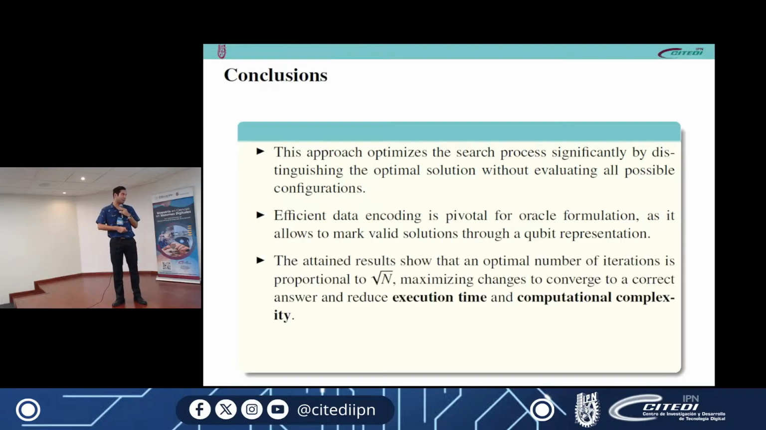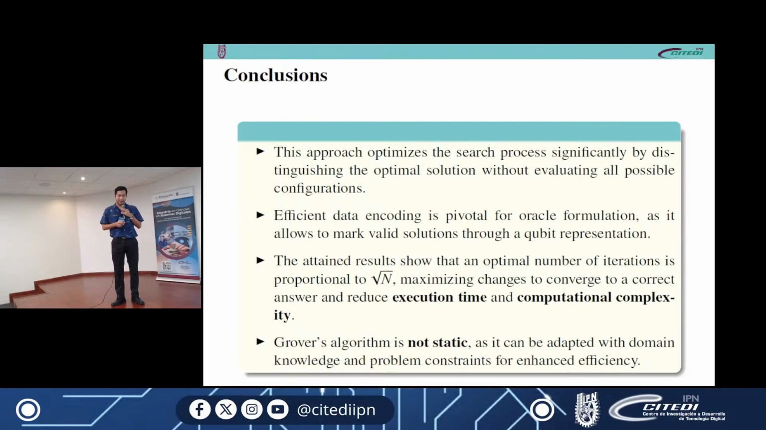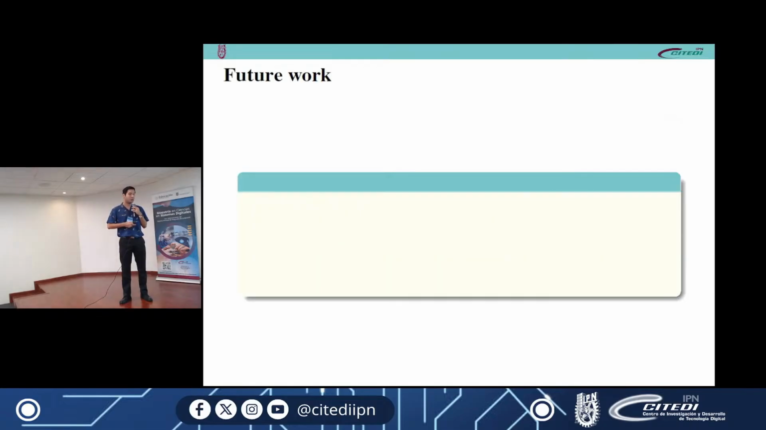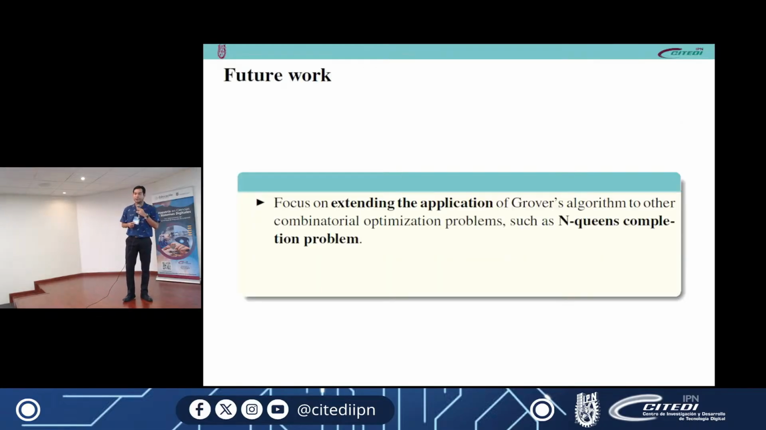However, we can see here, and like we also saw in the results, that the number of iterations is reduced to the root of n, and it essentially reduces execution time and also computational complexity. And this is not only for this particular problem, meaning that it is not a static algorithm. It can also be explored in different domains. We would just have to consider the constraints and the encoding that we're doing to enhance the efficiency compared to other classical solvers. And for future work, we could also explore different combinatorial problems.